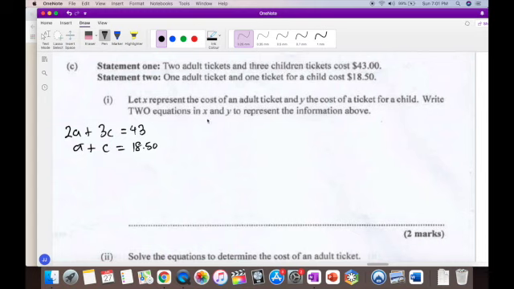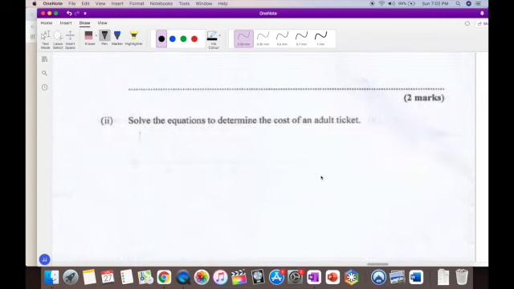Let x express the cost of an adult ticket and y express the cost of a child ticket. Write 2 equations in x and y to represent the information above. So let x represent the cost of an adult ticket and y represent the cost of a child ticket. That'll be 2x plus 3y equals 43. And now we have x plus y is equal to 18.50. Or we can leave it at 18.5, no problem. But yeah, that'll be it.